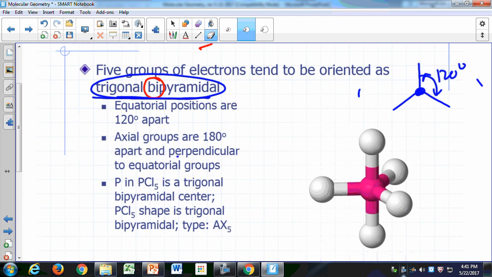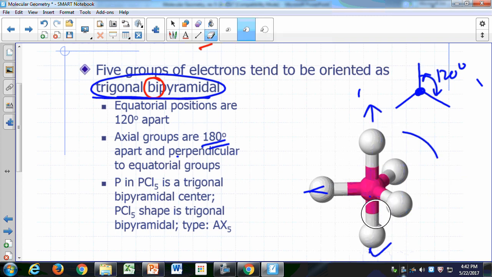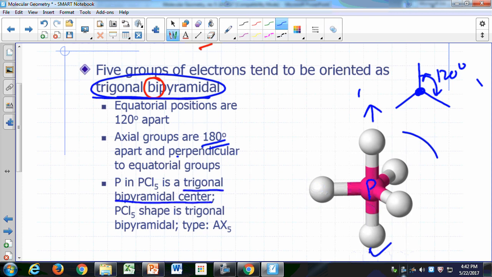Each axial group is perpendicular to the plane of the equatorial groups. So the axial groups are 90 degrees from the equatorial groups. The angle between the two axial groups, since they're sticking in opposite directions, would be 180 degrees. So in this case, your phosphorus is a trigonal bipyramidal center. The shape of the molecule is also trigonal bipyramidal. So this is type AX5.